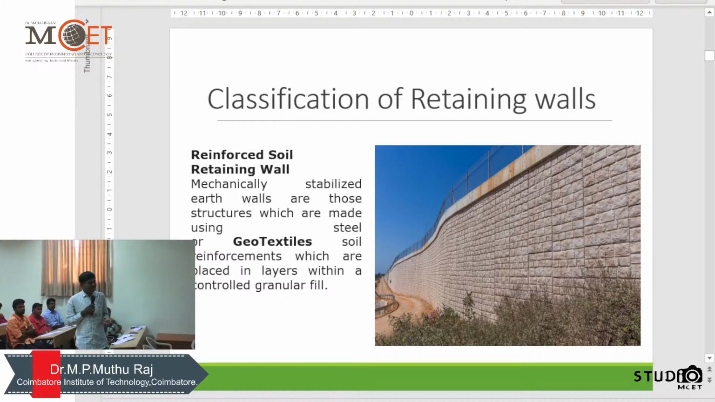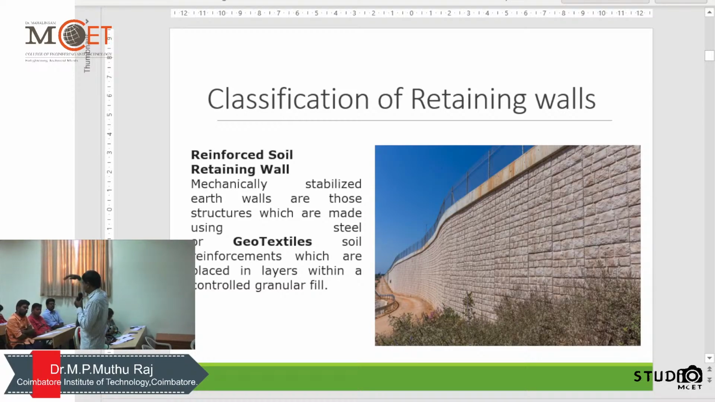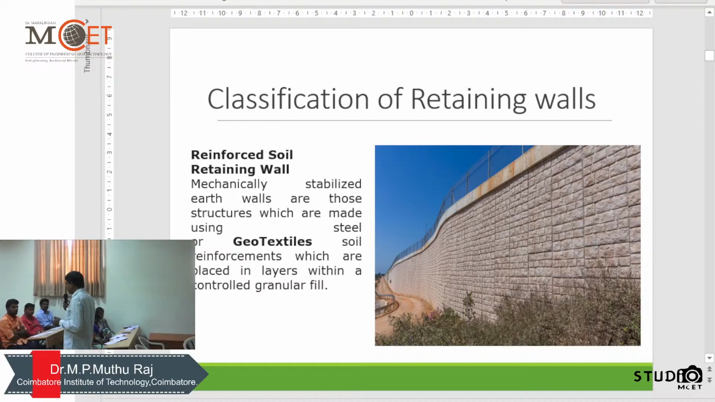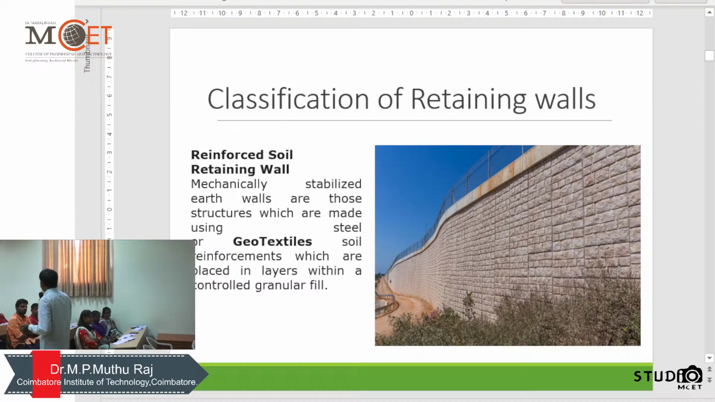Normally the height we provide is for the underpass, because there will be a crossing. For that only you have to go for the retaining structure. So that is normally between 6 to 8 meters. When you are providing the underpass of 6 to 8 meters, then you need to construct the retaining wall for a height of 6 to 8 meters, roughly 20 feet. So generally we prefer to construct this wall for a height of 20 feet.